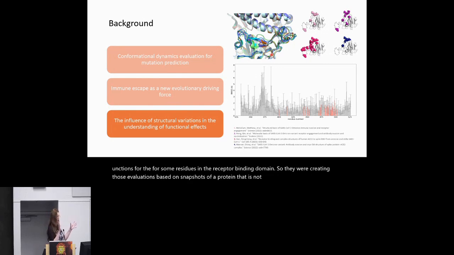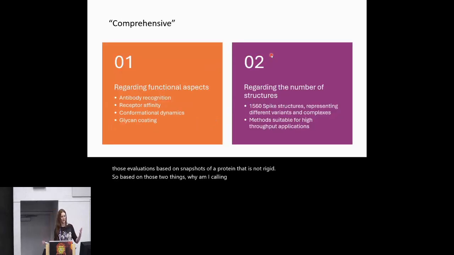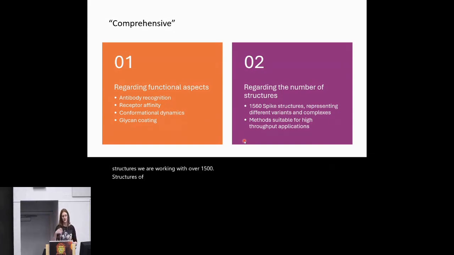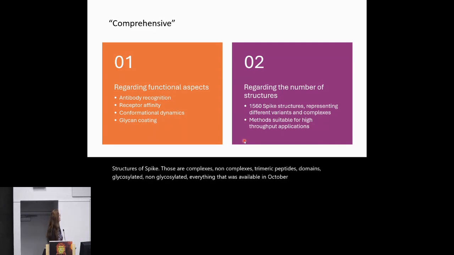So based on those two things, why am I calling this a comprehensive structural analysis? Based on 2 aspects. One of them is regarding functional aspects, because I am considering antibody recognition, receptor binding affinity, and glycan coating beyond the conformational dynamics that we have been evaluating since 2020. And also regarding the number of structures, we are working with over 1,500 structures of spike. Those are complexes, non-complexes, trimeric, peptides, domains, glycosylated, non-glycosylated, everything that was available on October 2nd last year. And we are able to do that because we are using methods that are suitable for high throughput applications.